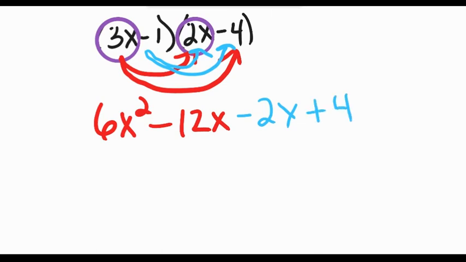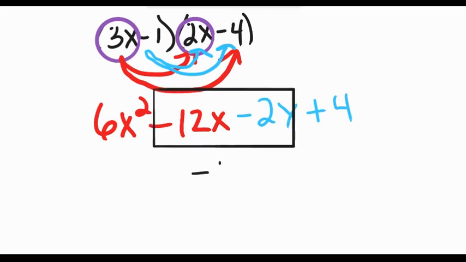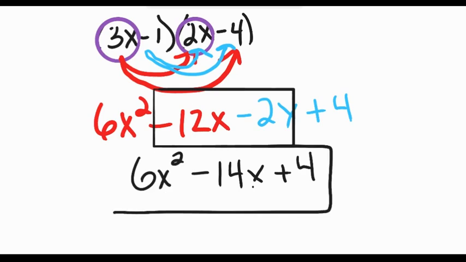And then again, we can combine the like terms. So in here, we would get negative 14x. There's nothing to add or subtract from the 4, so that stays as is. And so does the 6x squared. And this is my final answer.